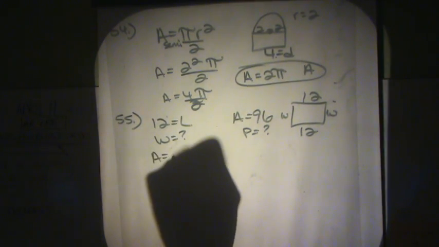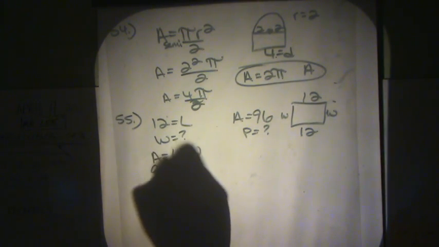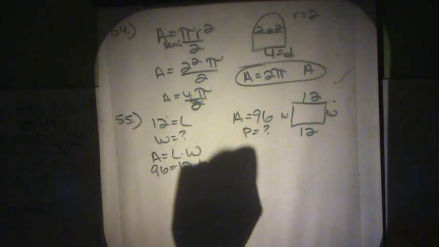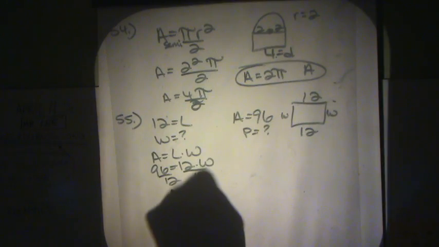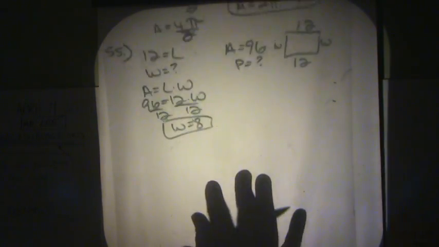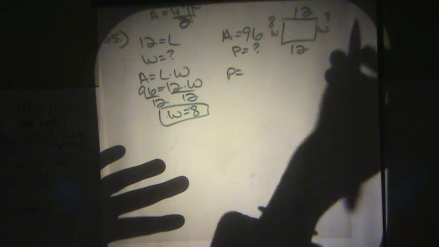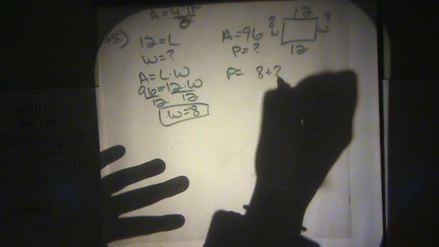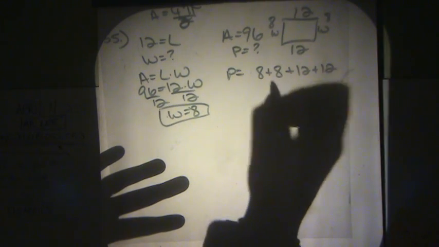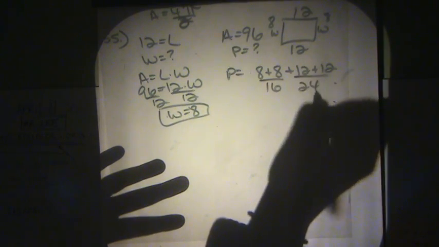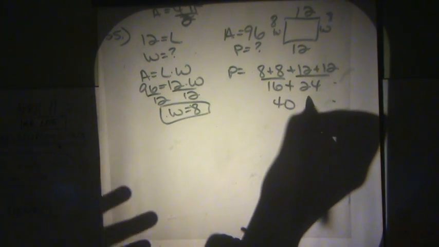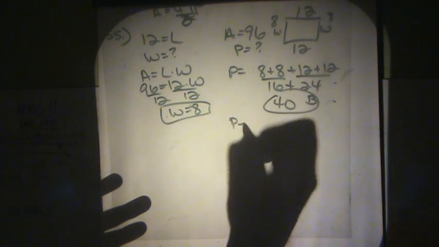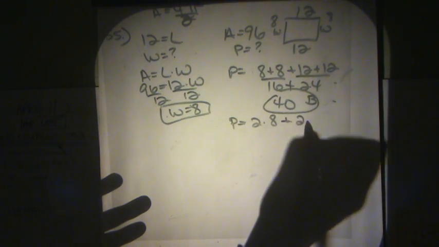So area is length times width. So we've got 96 is 12 times W, divided by 12, and we get 8. Well, I didn't get asked for the width. I got asked for the perimeter. So perimeter is, and feel free, if you don't want to use the formula, then do 8 plus 8 plus 12 plus 12. 16, 24, 40, right? Yes. You could also do 2 times 8 plus 2 times 12.